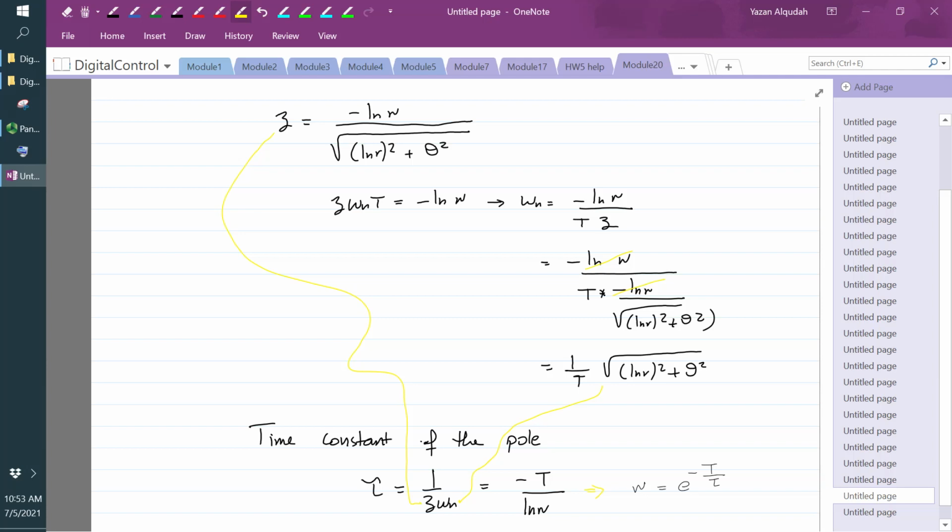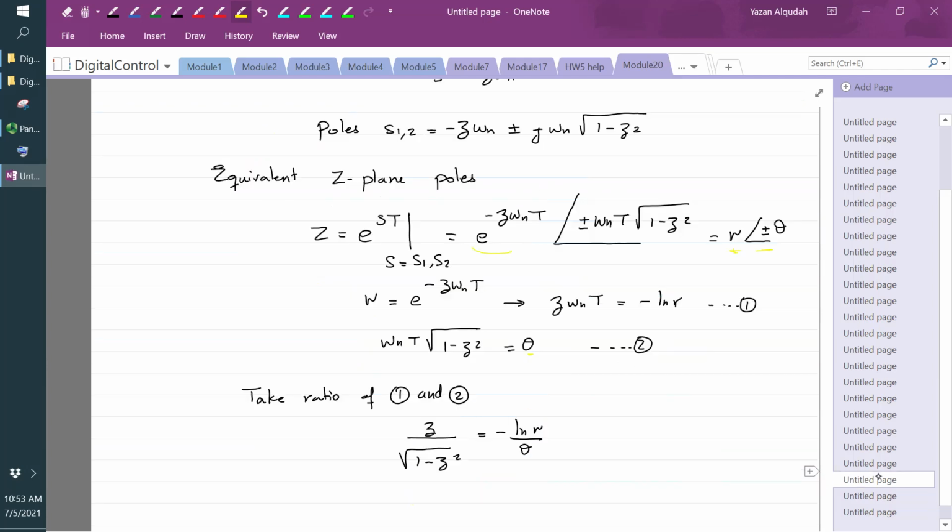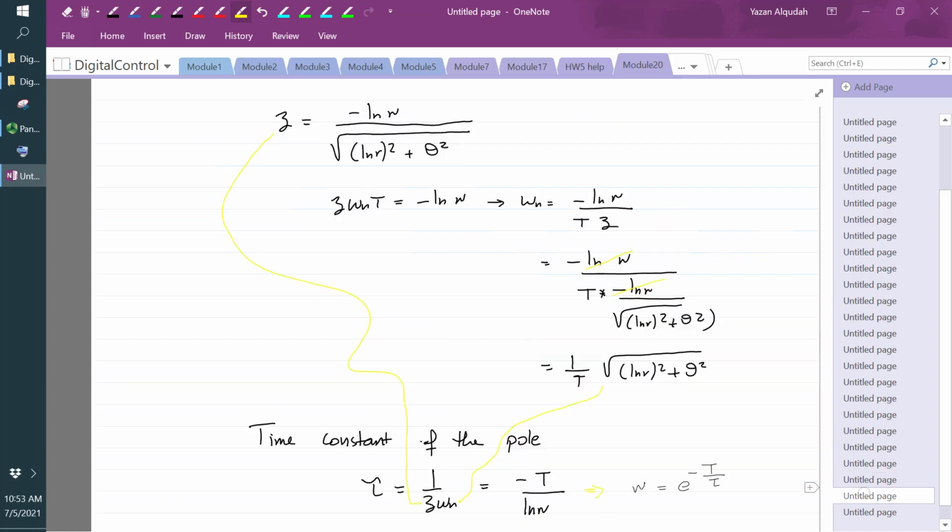And also, if I take equation 1 here, zeta omega n multiplied by t is equal to negative natural log of r, and therefore omega n is equal to the negative natural log of r divided by t multiplied by zeta. And I can substitute for zeta from here, and I will get omega n equal to 1 over t square root of the natural log plus theta squared.